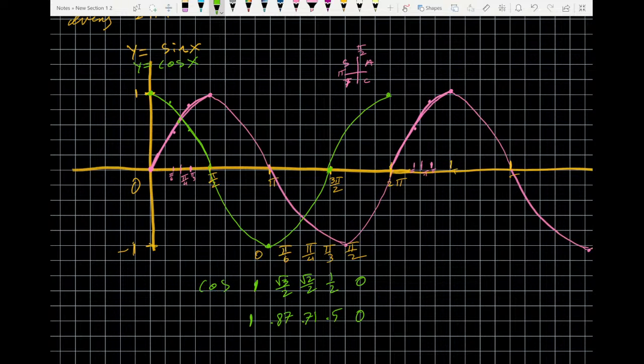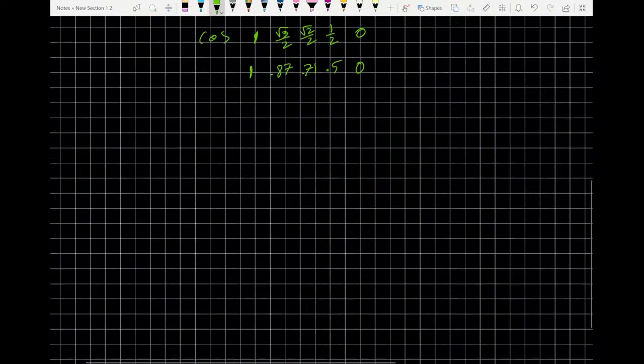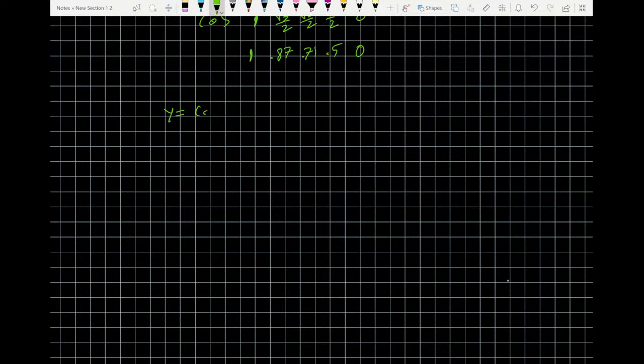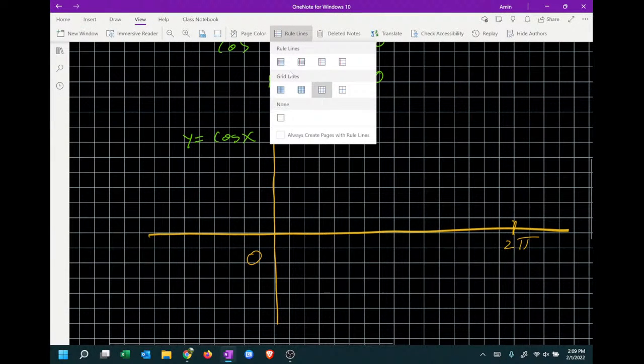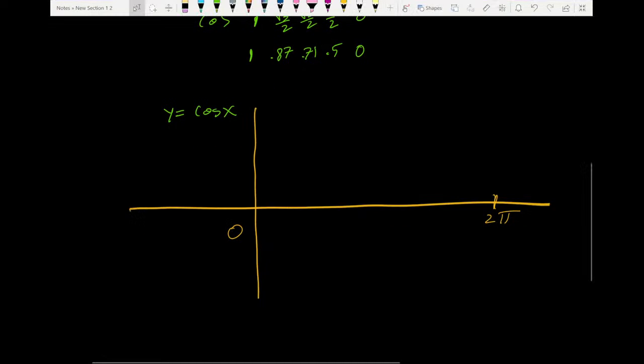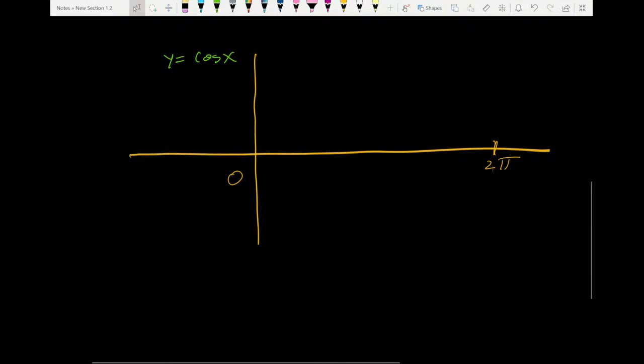And that's your y equals cosine of x. So let me summarize it. To graph y equals cosine of x, all you need is the starting point, the endpoint, the midpoint, and the quarter points. The maximum is going to be 1, and the minimum is going to be -1.